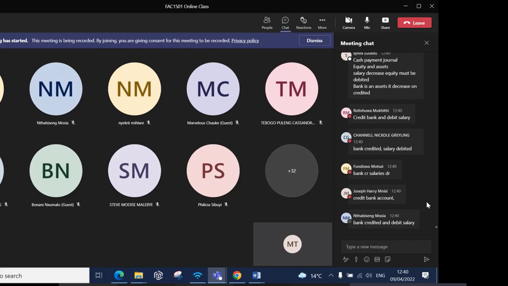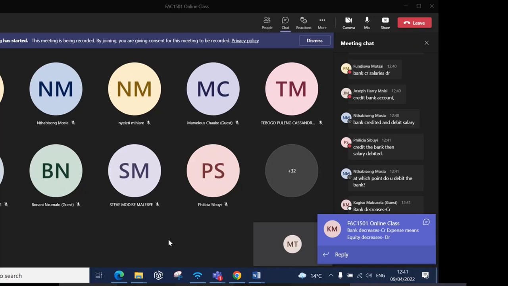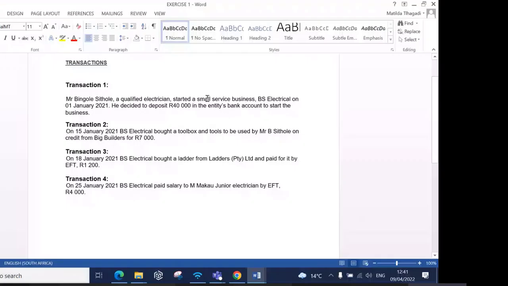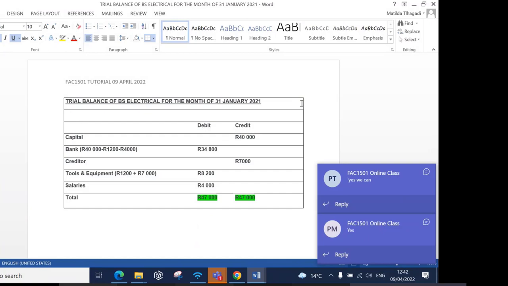So basically now, you guys just applied the double entry system correctly: credit bank, debit expense, which is salaries, in the trial balance and the general ledger. So that is correct. Remember when you do the trial balance, your trial balance must always balance. I just shared with you the trial balance of BS Electrical. Can you see it, guys? So basically what we just did is we did source document up until trial balance.